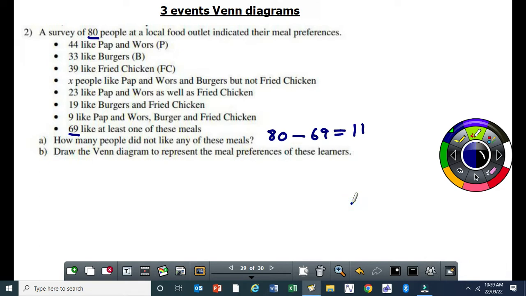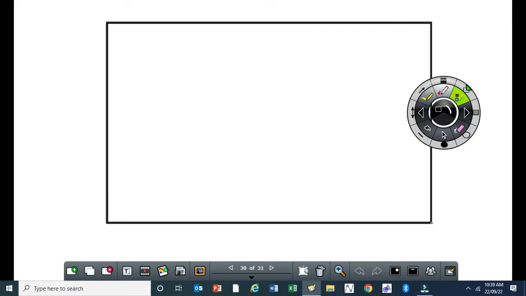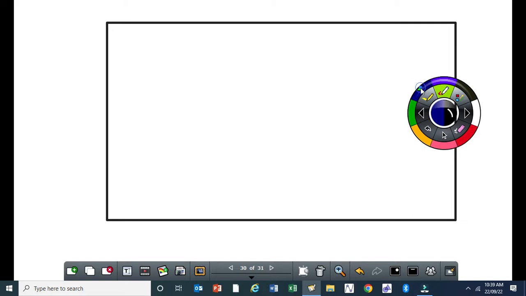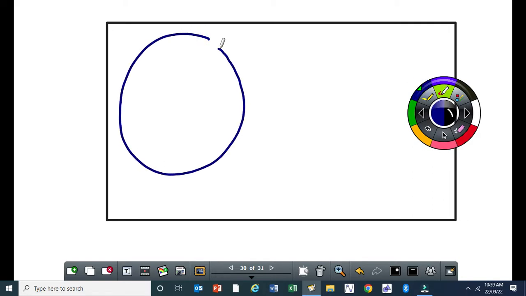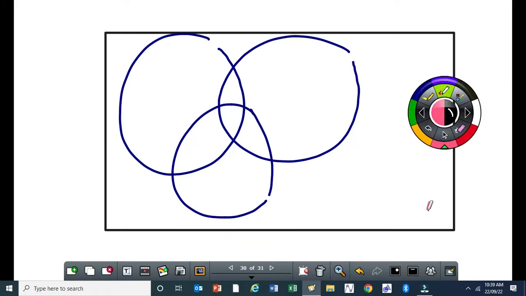Then the next question now, we need to draw the Venn diagram. So let's draw the Venn diagram. We have PB and FC. I'm going to draw the very large Venn diagram. Those 11, you can put them outside here. So we've got pap and boss here, then we've got burgers, and then we've got fried chicken.